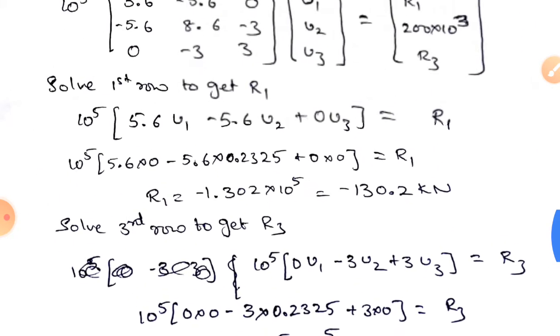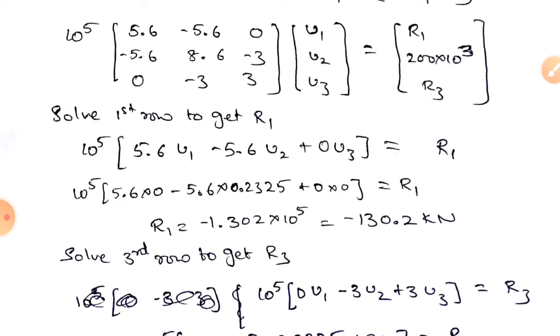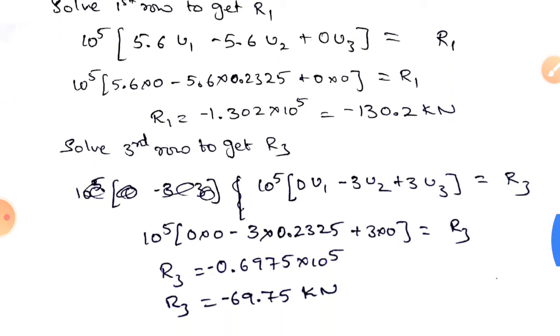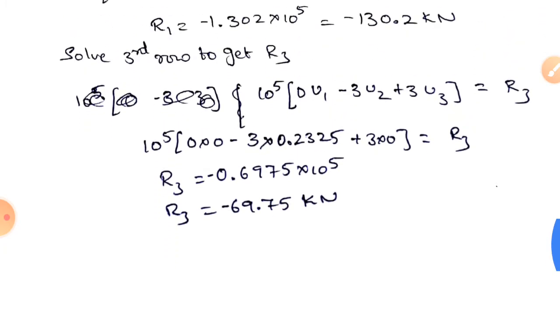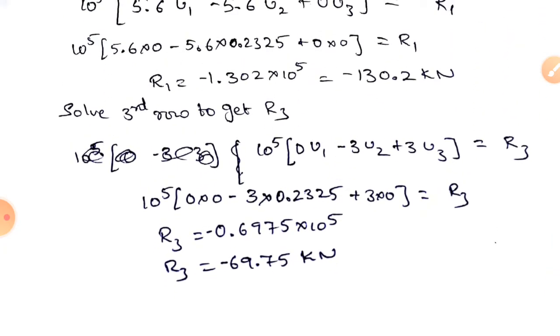That is what we have done. I have multiplied the first row, which gives me R1. The 10 to the 5 is common, you have to use it. So we end up with R1 as minus 130.2 kilonewton. And R3, if you similarly multiply the third row with u1, u2, u3, you will get R3, which is minus 69.75.